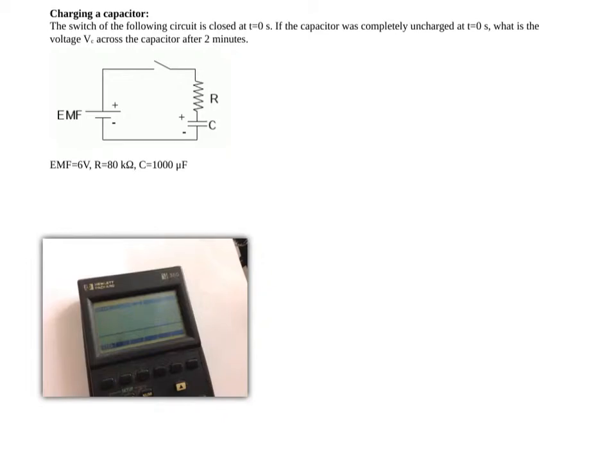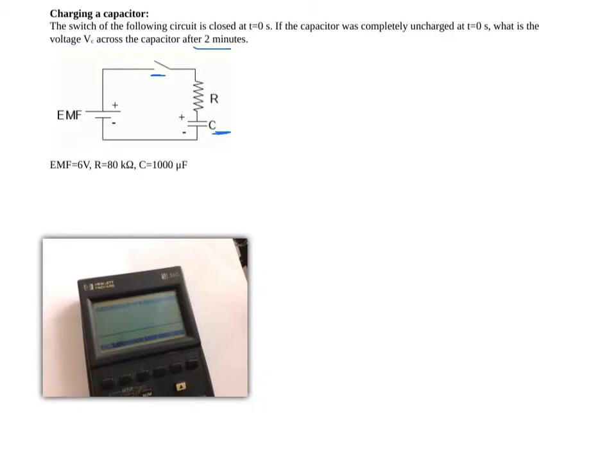Hi, in this problem we're going to look at what is happening when we charge a capacitor. More in detail, we're actually interested in the voltage on the capacitor that we have down here after 2 minutes of charging when we charge with an uncharged capacitor. So the moment we close this switch here at t equals 0, the capacitor will start charging, and we want to know what is the voltage across it at 2 minutes.